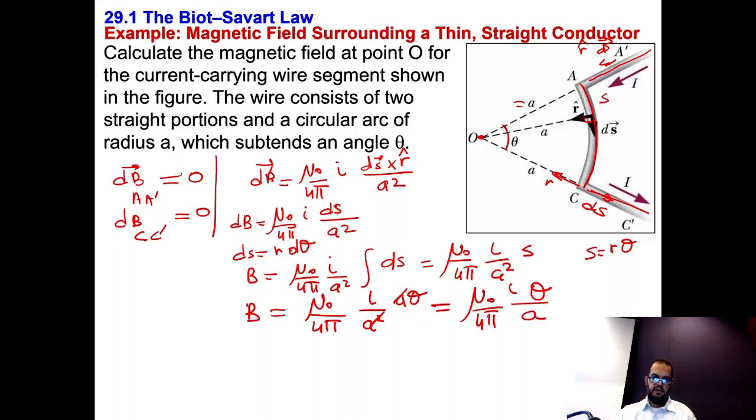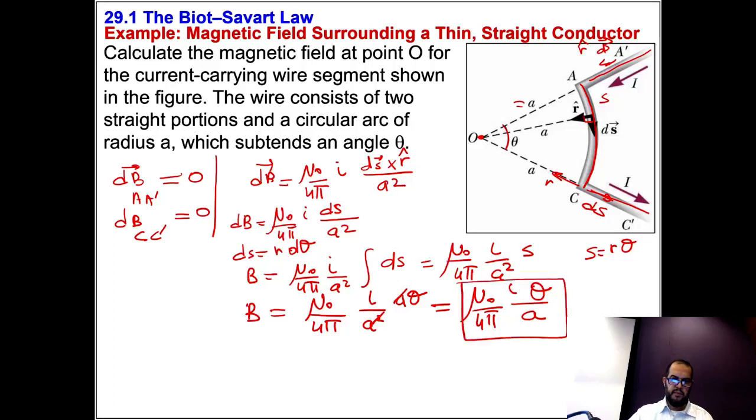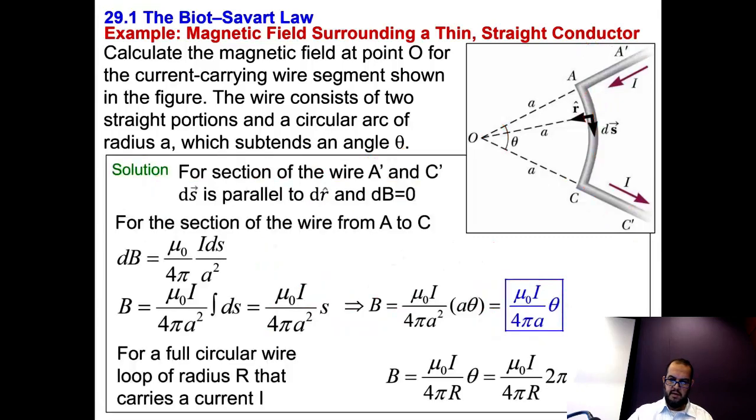Now we can add all of the elements, since the other two elements are 0. So this is actually the magnetic field at the center O. Make sure I did not make any mistakes. Yes. So mu 0 I theta divided by 4 pi a. This is the general equation.